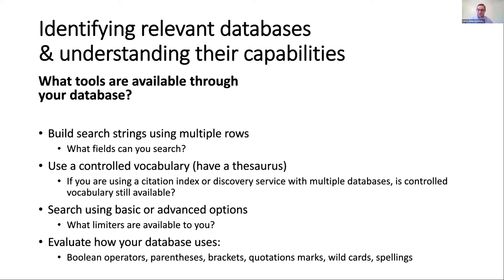If you're using a citation index, and I noted that here, if you use multiple databases, and I always like to point this out because I work with the College of Engineering, one of the discovery services that I use is Engineering Village. Engineering Village has access to several different databases. Web of Science is the same. There are several databases that we have access to through that. And each of those databases has its own controlled vocabulary. So you want to make sure and see how you can search controlled vocabulary. If you're searching multiple databases at the same time, how can you keep track and actually use the controlled vocabulary in those? How do you use the basic and advanced search options?